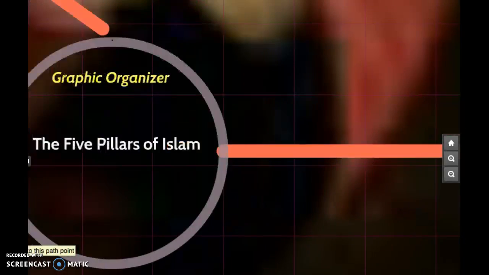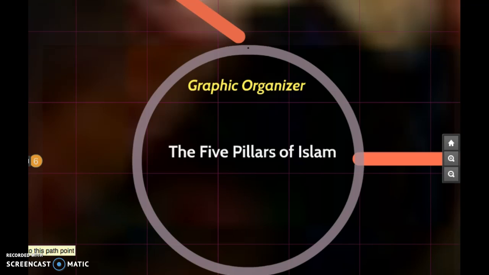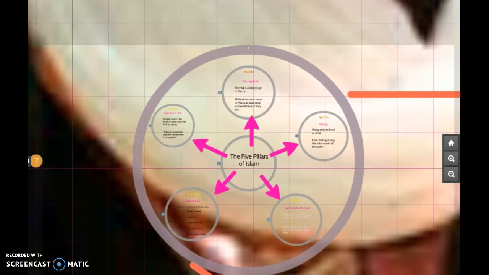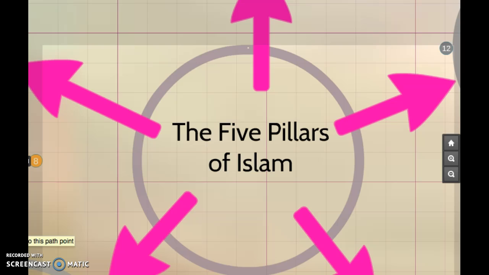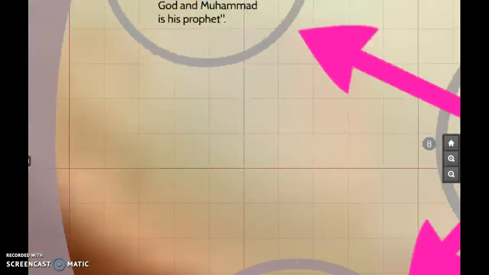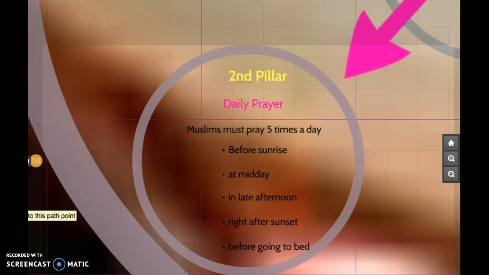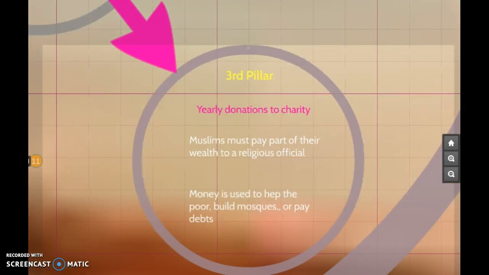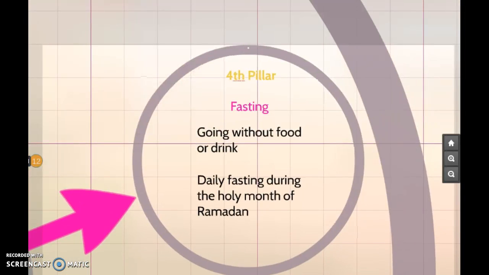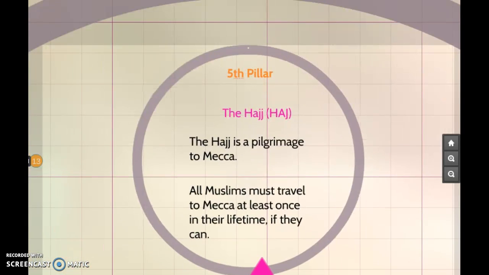After the DBQs, we will be working on the graphic organizer, which is the 5 pillars of Islam, with the central theme being the 5 pillars of Islam. Now, students will include each pillar. First pillar, statement of faith. Second pillar, daily prayer. Third pillar, yearly donation to charity. Fourth pillar, fasting. And the 5th pillar, the Hajj.